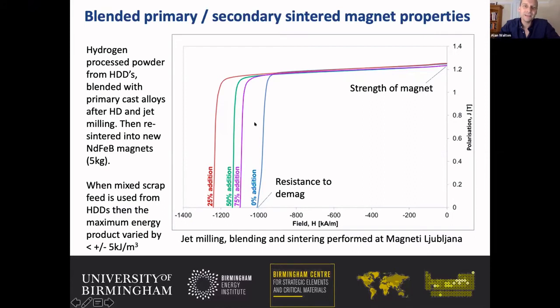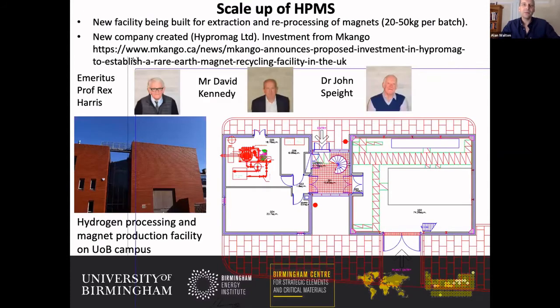We've then blended in different ratios of recycled powder from the process I've shown you, 25%, 50%, and 75%. And it basically tailors what's known as the coercivity down here on the x-axis, which is the resistance to demag. What should you take from that? Well, you can make a magnet which is almost as good as a primary material, but with a massively reduced cost and environmental burden. So what are we doing next?